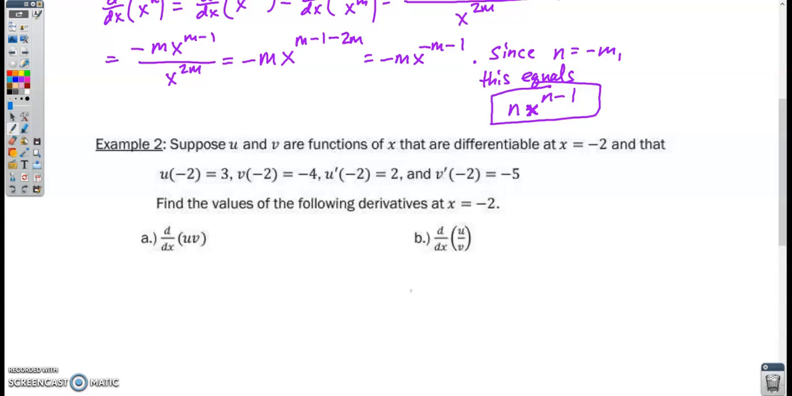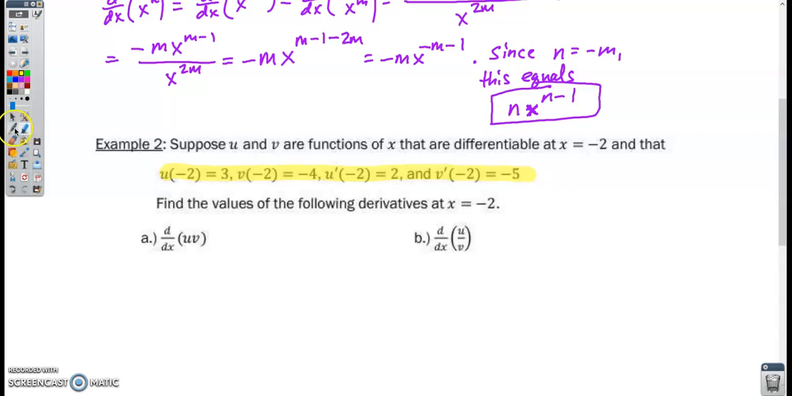In this example we've got two functions u and v, and we're defining them numerically where we know the values of the function at a single point and also the values of their derivatives at a single point. And we're using them to find the values of various derivatives involving those two functions at that single point. So you see here the definition of all of our values. u of negative 2 is 3, v of negative 2 is negative 4, u prime of negative 2 is 2, and v prime of negative 2 is negative 5.